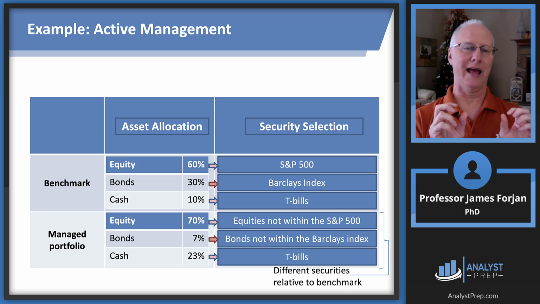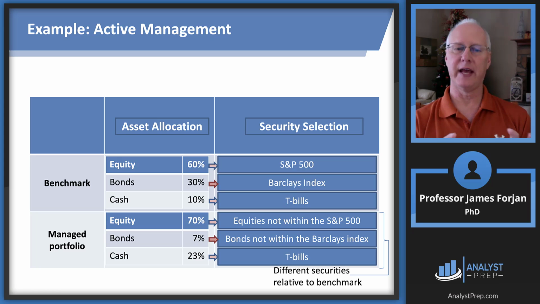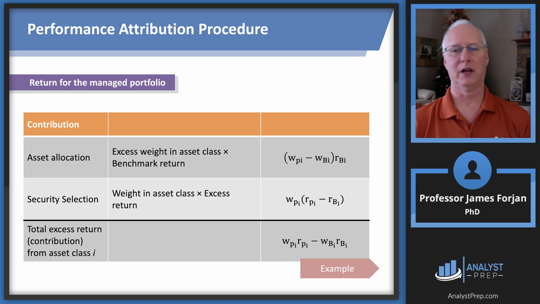So notice what we're doing here. As an active manager, we are deviating from the benchmark in allocation and security selection. So the question then becomes, are we any good at it? Are we any good at allocating? Are we any good at selecting?